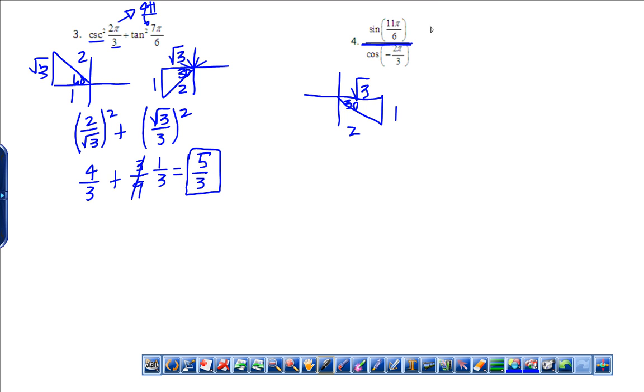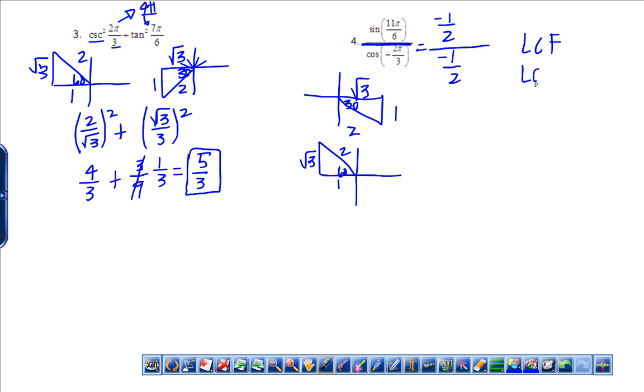11 pi over 6 is going to be 1/2, and it is negative, checking your all students take calculus, divided by 2 pi over 3. I would definitely change it to a 6, so that's going to be 4 pi over 6. So I'm going to draw that down here. 4 pi over 6 ends up in this quadrant, and it's going to be a 60 degrees. So that's going to be 2, root 3, and this is 1. Cosine is adjacent over hypotenuse, so again, that's 1/2. Checking for negatives. Okay, some of you have heard this as leave, change, flip, or leave, change, opposite.